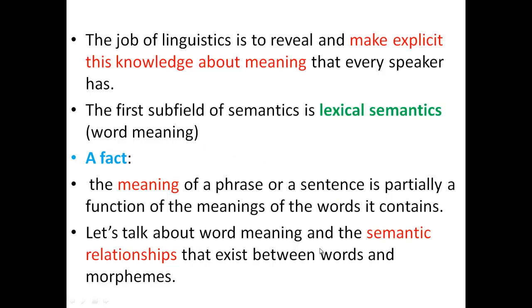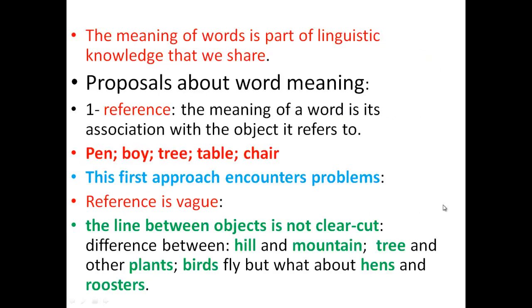So let's talk about word meaning and the semantic relationships that exist between words and morphemes here. Of course, we are going to explain briefly the problem of word meaning. Now, let's have a look at this here. The meaning of words is part of linguistic knowledge that we share. So we have got the whole linguistic knowledge, and the knowledge about meaning is just one component in this big linguistic knowledge that we all possess as native speakers.